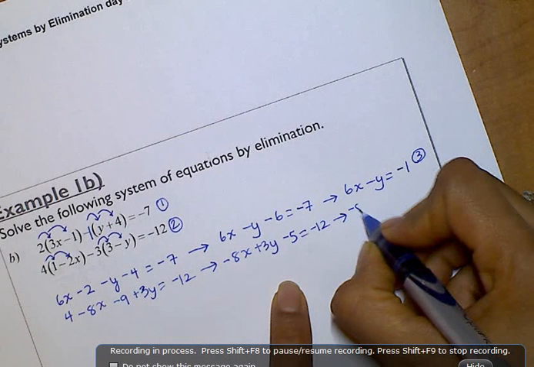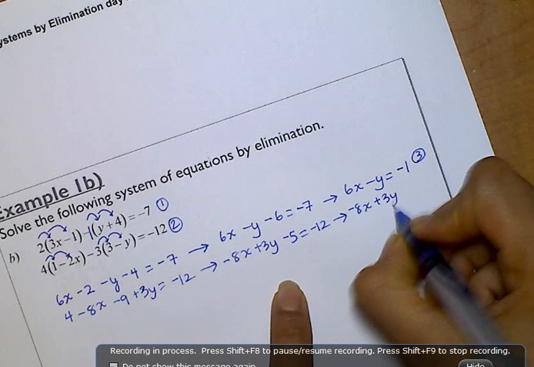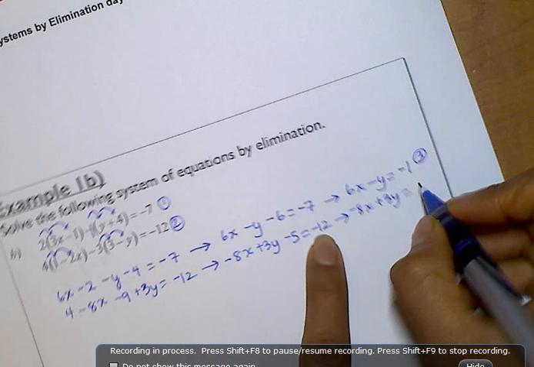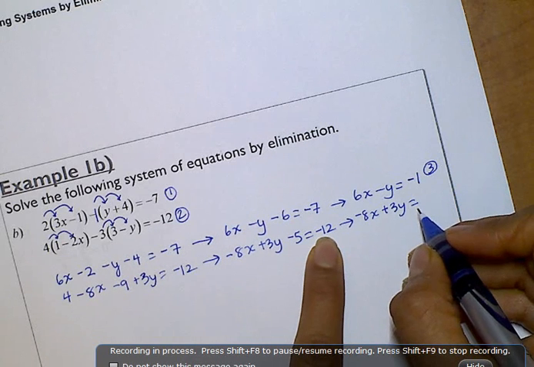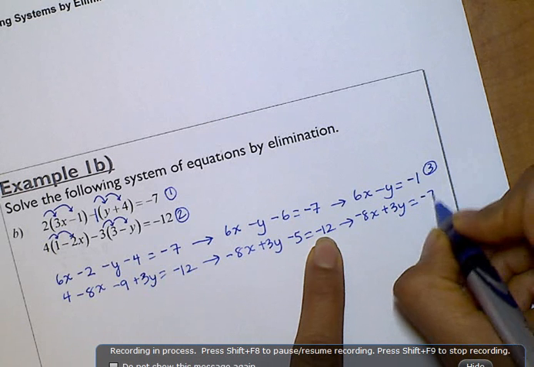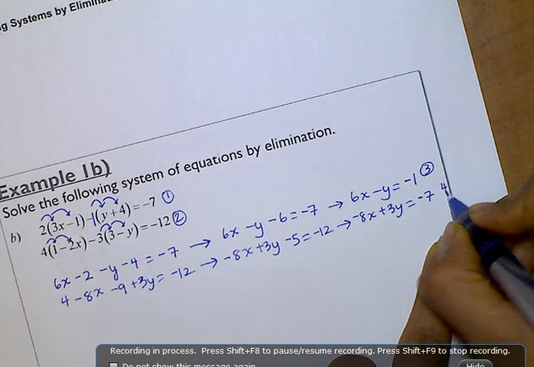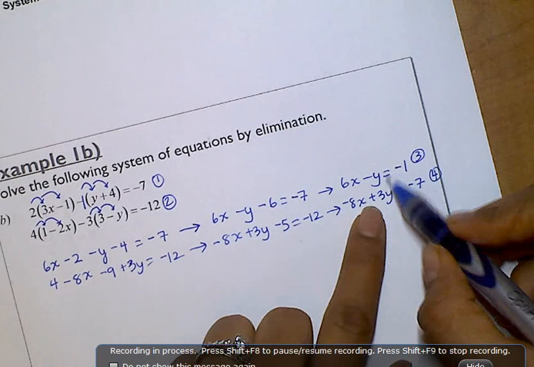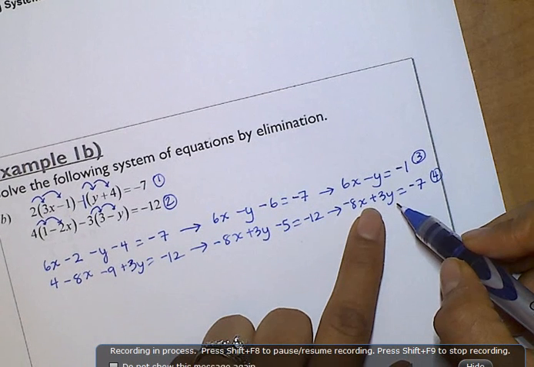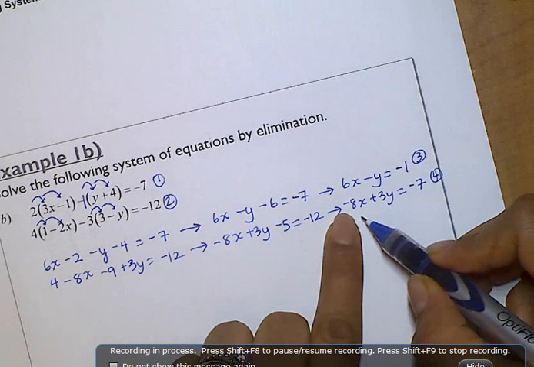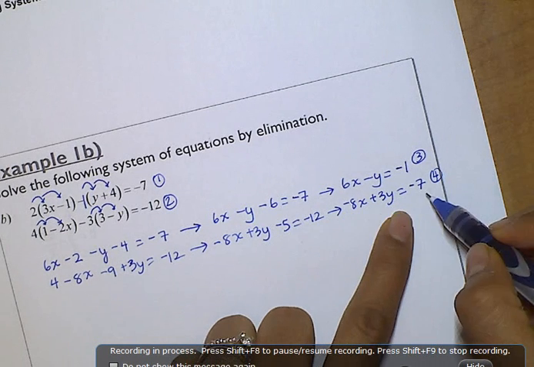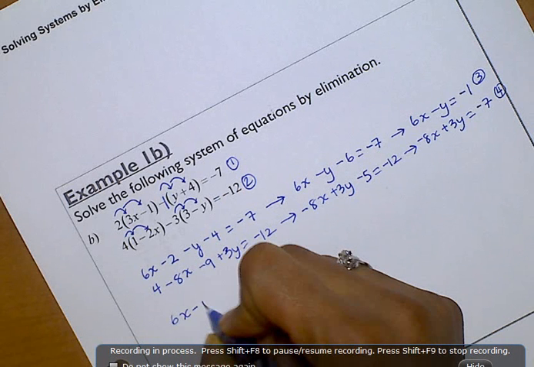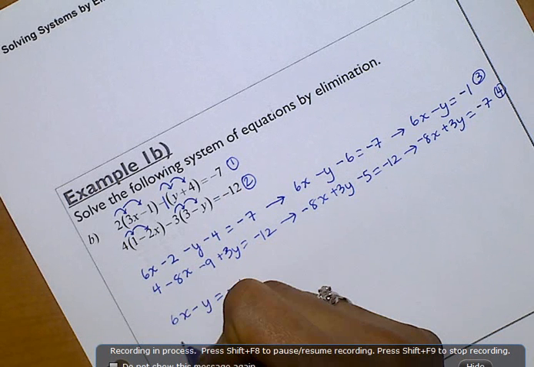Okay, so my two equations that I'm dealing with are 6x minus y equals negative 1 and negative 8x plus 3y equals negative 7. I'm just going to rewrite them over here. Equation 3 and equation number 4. In order for me to eliminate a variable here, I'm just going to make sure my variables are lined up first. X's are lined up, y's are lined up, numbers are lined up along with my equal signs.